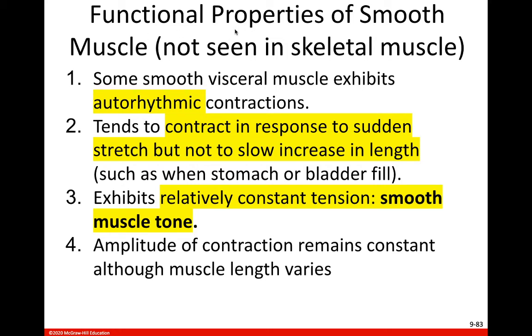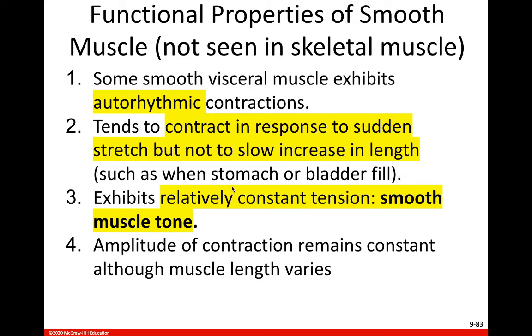Differences in the functional properties of smooth muscle. These are properties not seen in skeletal muscle. Again, smooth muscle is autorhythmic. It can be stimulated to contract by the pacemaker cells in the smooth muscle. So no nervous stimulation is necessary in order to cause the contraction of the smooth muscle, whereas skeletal muscle only contracts as a result of stimulation by the nervous system.